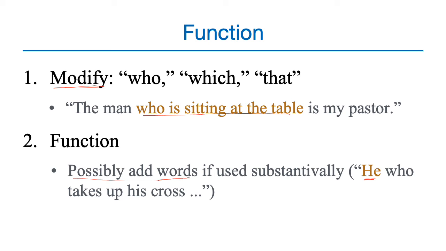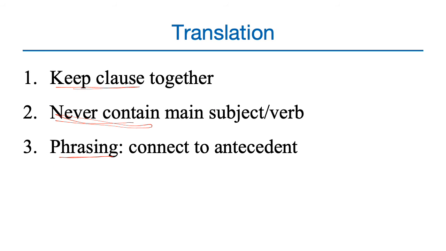Function: you will possibly add other words to it if it is used substantively. You can say, he who takes up his cross, or whoever takes up his cross. When you are translating, this can be confusing, but just keep that in mind. Keep the relative clause together. If you identify it, bracket it off, keep it together. The relative clause will never contain the main verb of the sentence or the main subject of the sentence. Never. Always try to connect your relative clause to its antecedent.